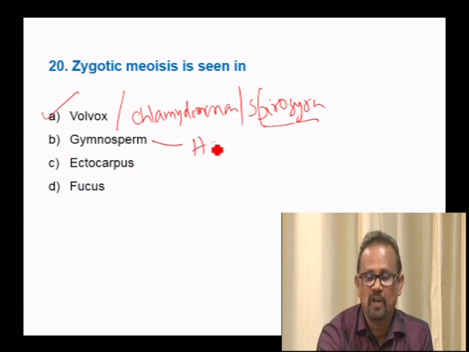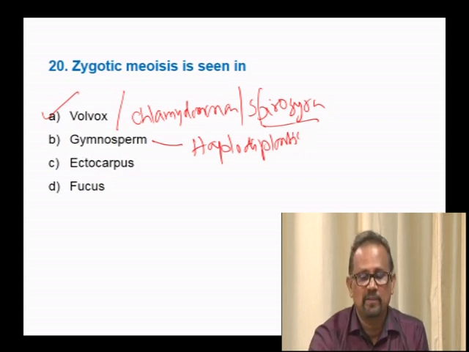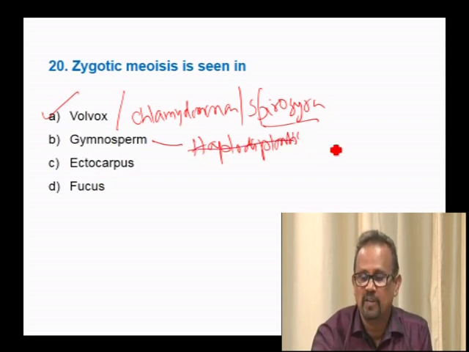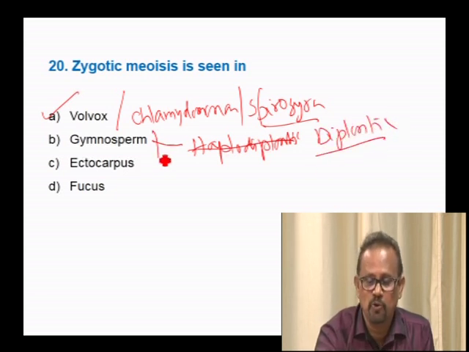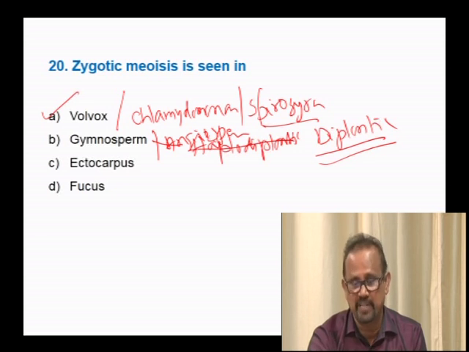Gymnosperm shows haplodiplontic life cycle? No, in gymnosperms and angiosperms it is diplontic. Gymnosperms and angiosperms have a diplontic life cycle, because the haploid condition is restricted only to the male and female gametophyte, that is, pollen grain and embryo sac. In gymnosperms it is endosperm.